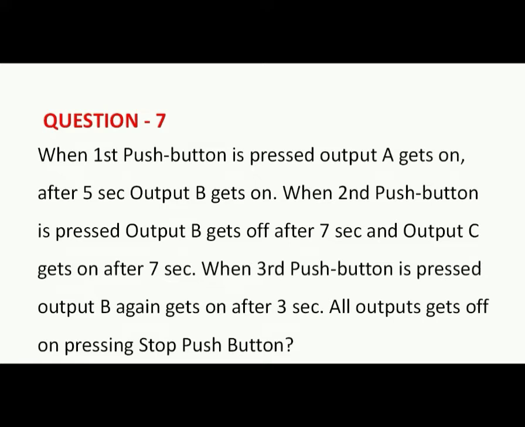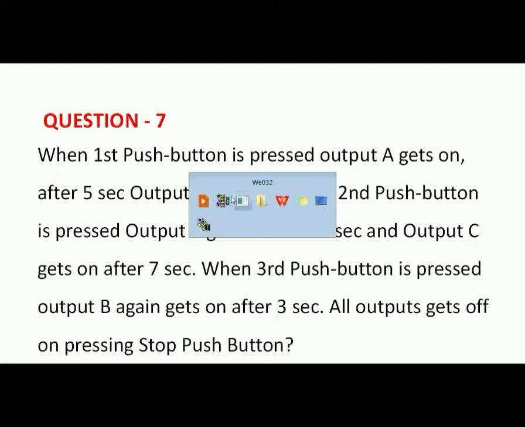So let's understand this question. We have to do the question line by line. I will read out the first line, make it work, and check it out, and then relate it with the second line. When the first push button is pressed, output A gets on, just this much, because no timer is related with output A. So I will do it.